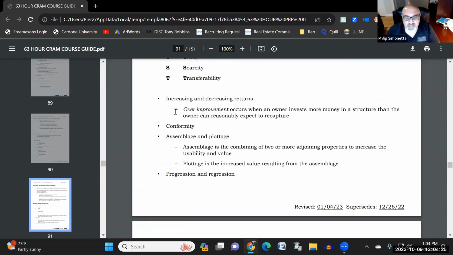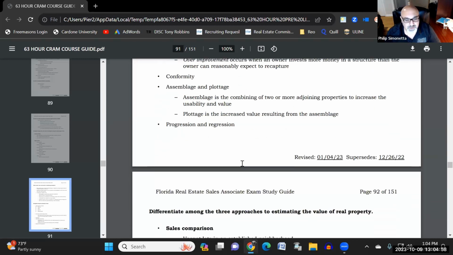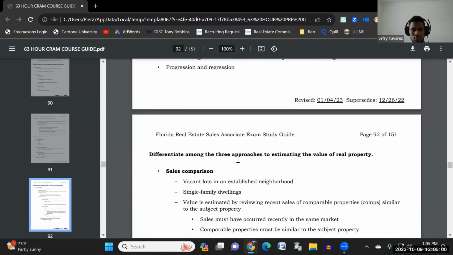Now you have increasing and decreasing returns. Okay, when an over improvement occurs, when an owner invests more money in a structure, then the owner can reasonably accept the recapture. That's when they overdo the house, right? Make it too nice. Conformity. Are the houses similar? Are there many like it? Are they all looking the same? You have assemblage and plottage. Remember, assemblage is the combining of two or more lots and adjoining them to increase the usability and value. And then plottage is the increased value resulting from that assemblage. Remember we talked about that? Yep. Progression and regression. Okay.